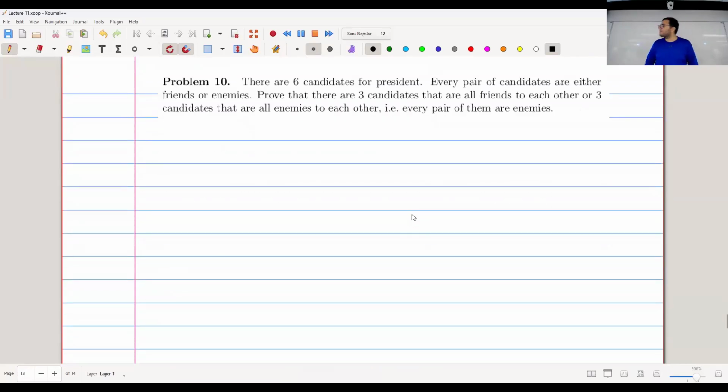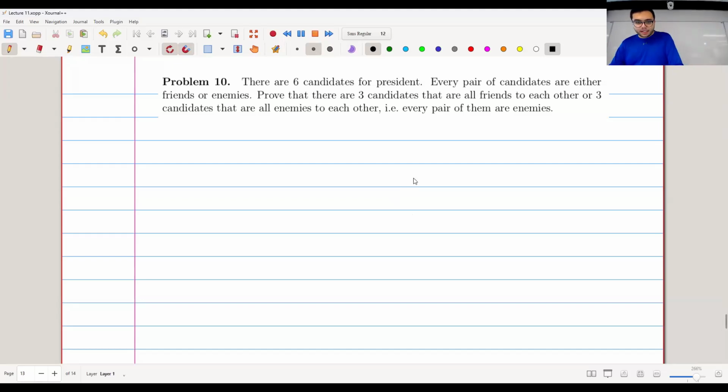Let's go to this one. This one was from the last weekly problem set. There are 6 candidates for president. Every pair of candidates are either friends or enemies. And also in this course, whenever we talk about friends, enemies, handshakes, so on, it's mutual. If one person is a friend to someone else, that person is also a friend to the first person. Prove that there are 3 candidates that are all friends to each other, or 3 candidates that are all enemies to each other.